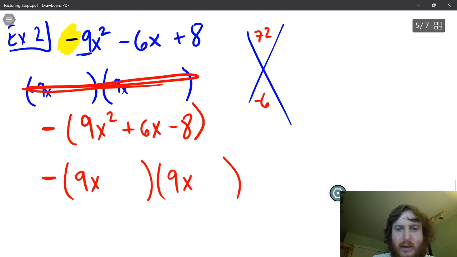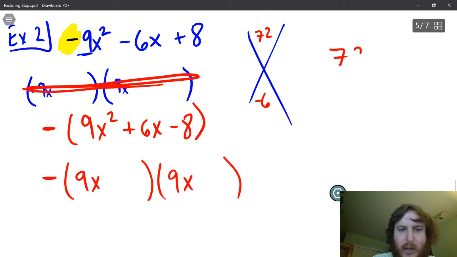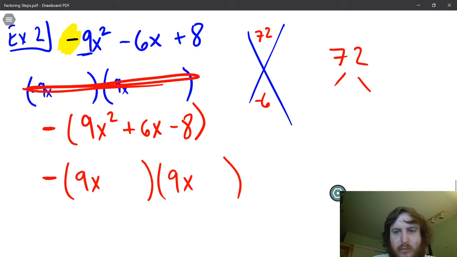So what I like to think of is I need two numbers that'll multiply to 72, and then they're going to add or subtract to 6. Okay. And if you're not really sure, you can even break it down further. You can go like, hey, this would be 2 and 36. That might help me out. This is 6 and 6.